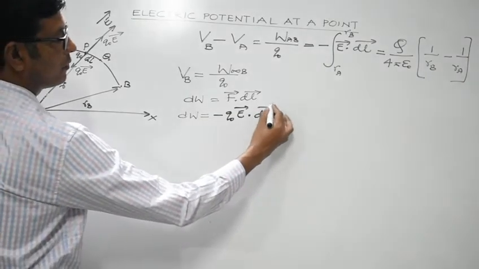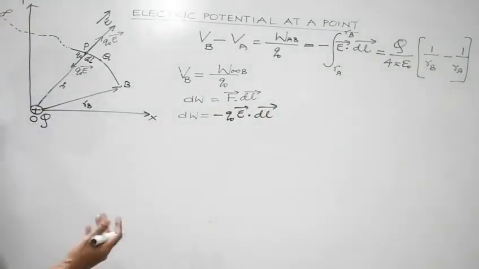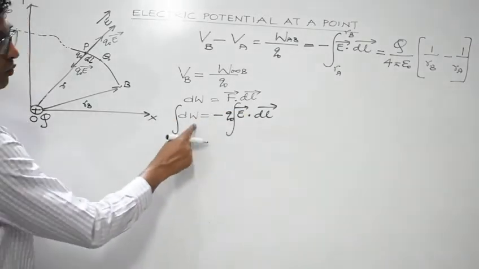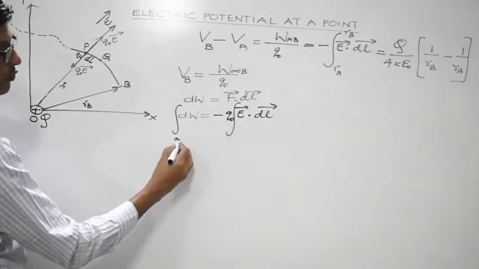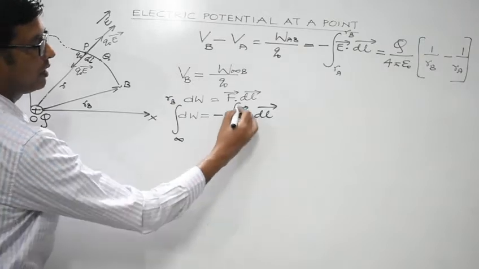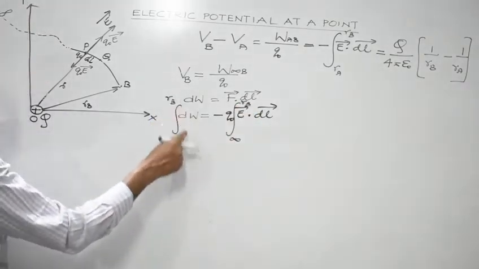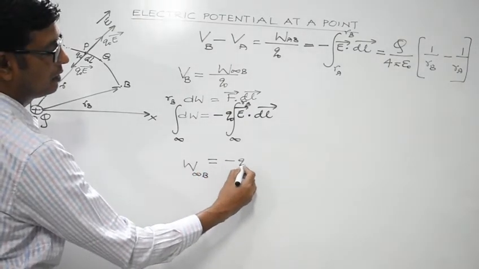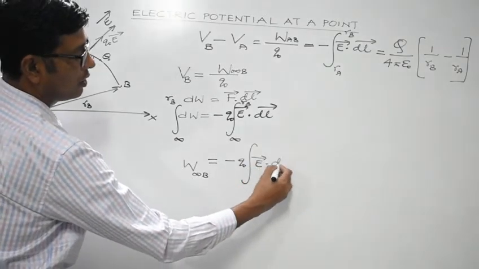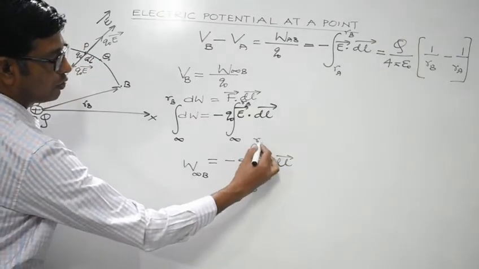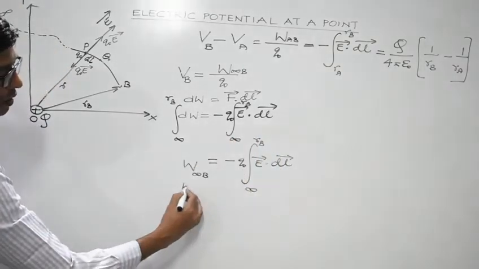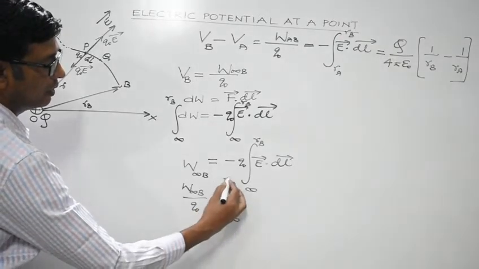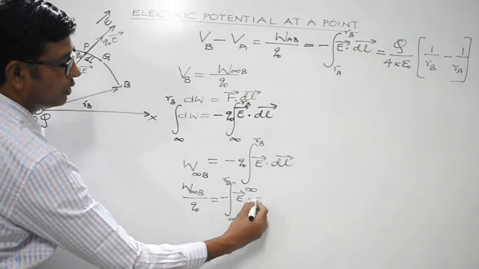Dot dl vector. Now, if we integrate, we'll get the total amount of work done. So on integrating, Q0 is constant, and the total amount of work done is to be found from infinity to that particular point, so from infinity to RB. So the total work done from infinity to point B will be equal to minus Q0 times the integral of E vector dot dl vector, with limits from infinity to RB. It may be written as the negative of the line integral of the electric field, Q0 times that, with limits from infinity to that particular point.